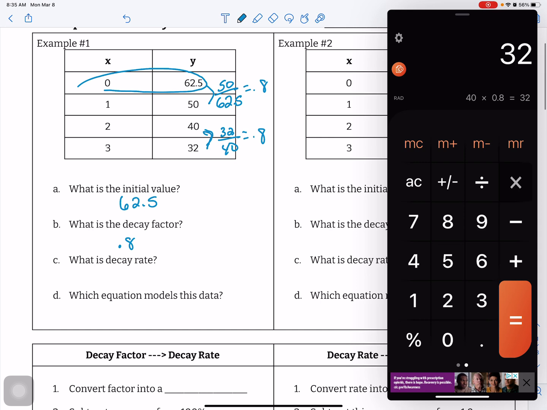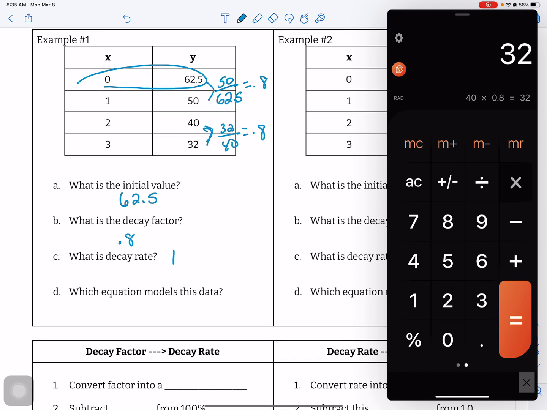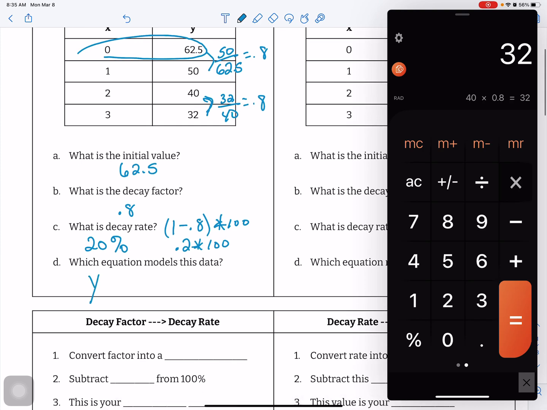The decay rate is a little bit different. So decay rate, remember, is a percent that's leaving. And so we did this with a growth rate before. So this one, it isn't 80%. What we're going to do is we're going to do 1 minus 0.8, and then we're going to multiply it by 100, because that will get us into a percent. And we end up with 0.2 times 100, or 20%. So the decay factor is what is left, and then the percent is what's leaving. So the equation is y equals 62.5, that's what we're starting with, times 0.8 to the power of x.